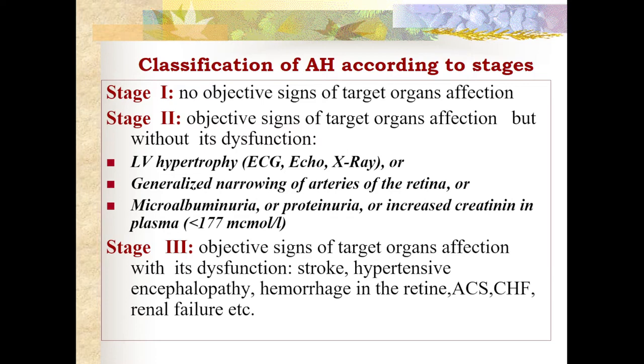Stage 2: objective signs of target organ affection are present but without its dysfunction. In our practice, stage 2 is characterized by the appearance of left ventricle hypertrophy, which we can reveal on percussion, on objective investigation, or by instrumental methods, more correctly by ECG, by echocardiography, or by X-ray.